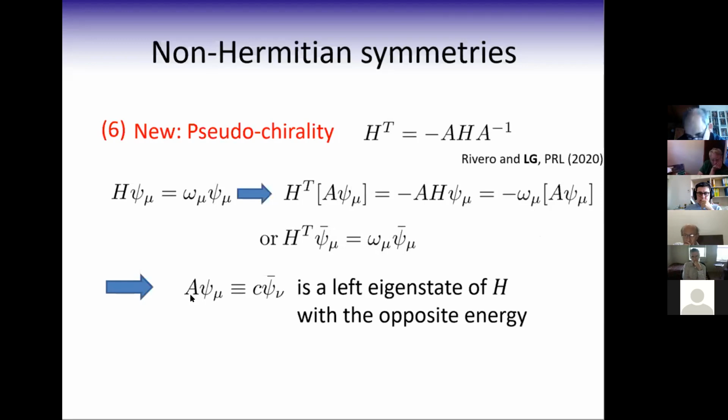once you act this operator A, according to pseudo-chirality, on one eigenstate of your system, then we actually recover one left eigenstate. Here C is a normalization constant that can be defined using the bi-orthogonal relation. Here I say this to be a delta function, indicating that this is away from the exceptional point. If we are at an exceptional point, there is actually some freedom in choosing C, depending on the other symmetries of the problem.